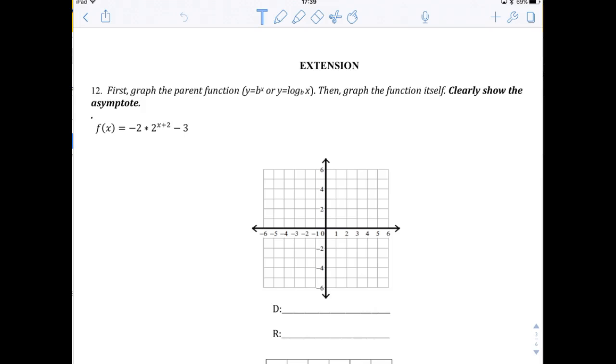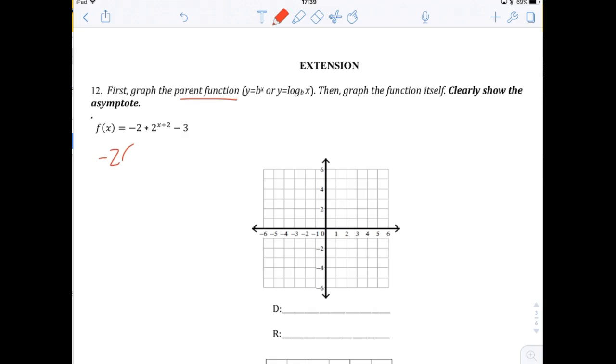Here are the solutions for the extension problems number 12 through 16. Here there's a graphing problem. You're supposed to graph the parent function first and then graph the main function, drawing the asymptote, showing the domain and the range.